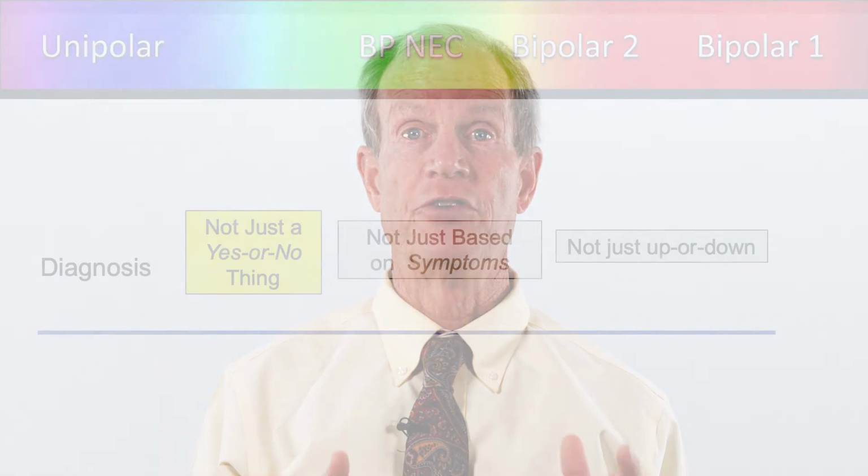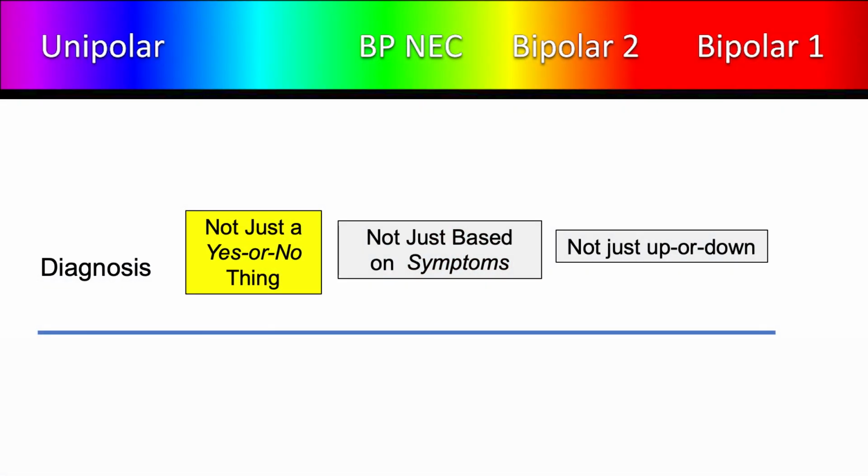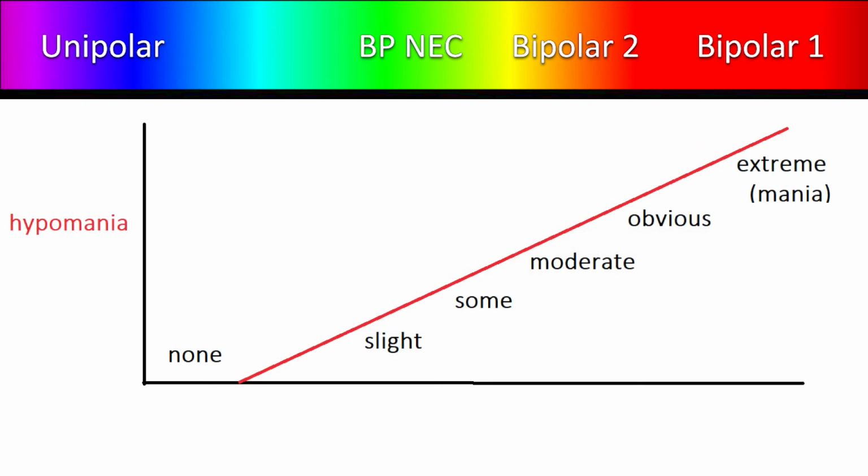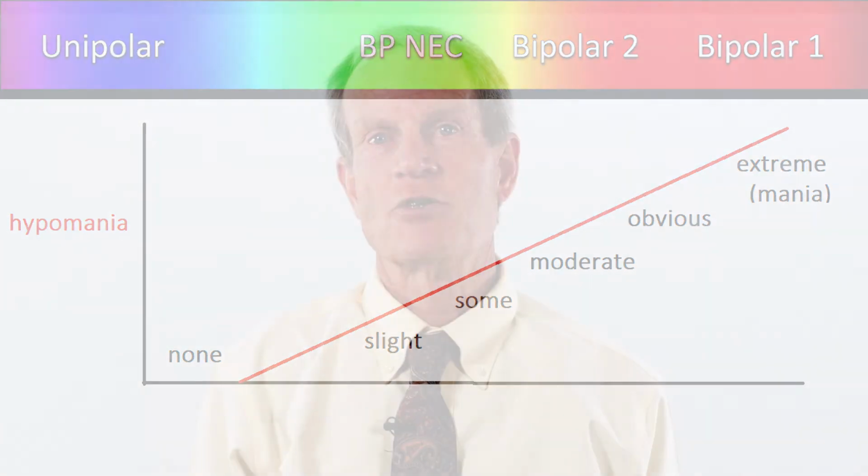So to summarize this first video, determining what kind of depression you have is not a this or that thing, a yes or no thing. It's determined by how much hypomania you have, which is a spectrum thing, a shades of gray thing. But determining how much hypomania you have is tricky because hypomania can be so subtle. So we need some other way of determining what kind of depression you have.